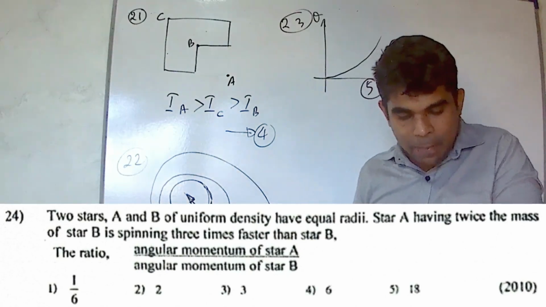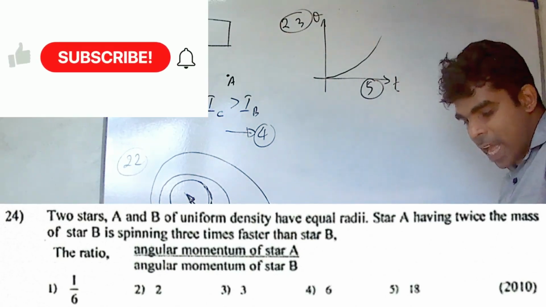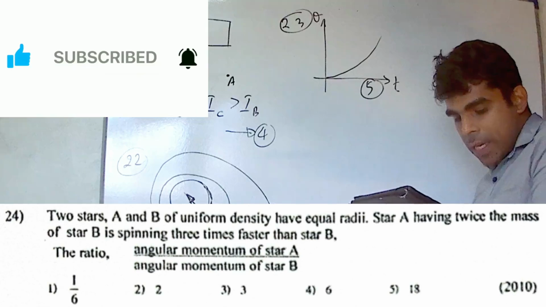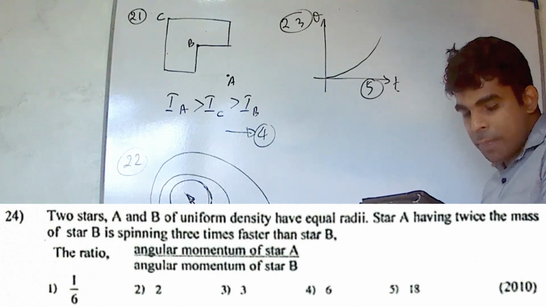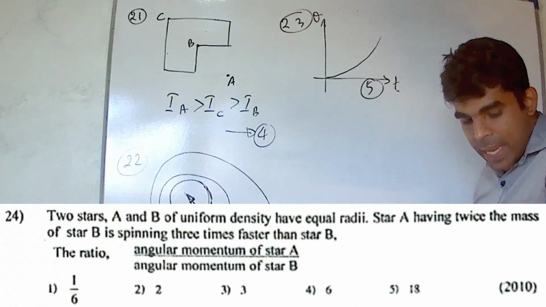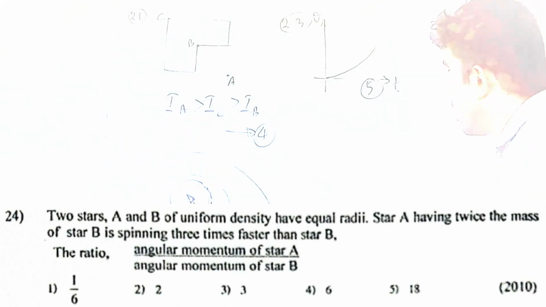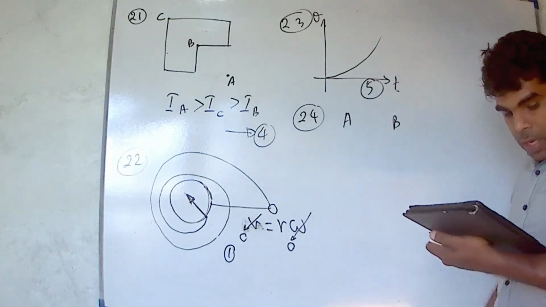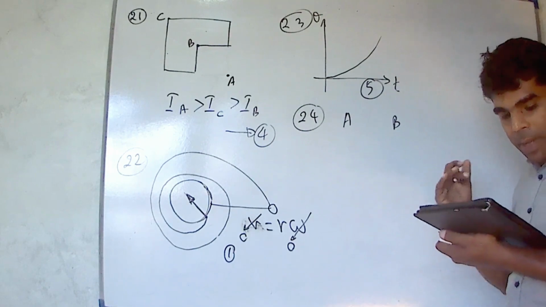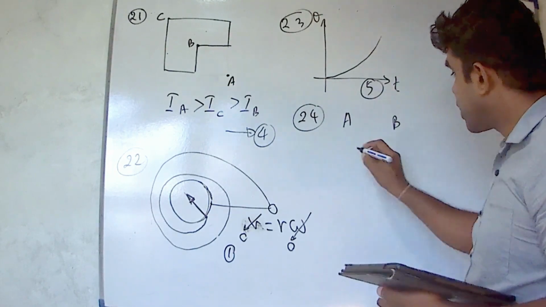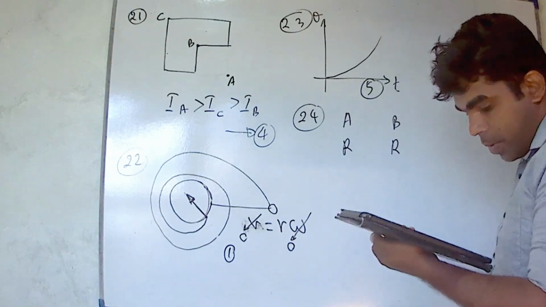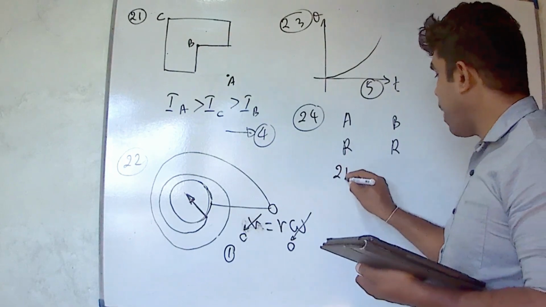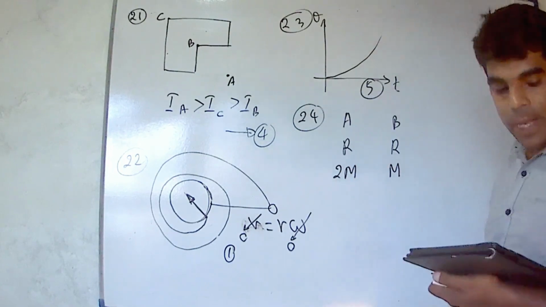24. Two stars A and B of uniform densities have equal radii. Star A has twice the mass of B and is spinning 3 times faster than B. What is the ratio of the angular momentum of star A to the angular momentum of star B? I will consider stars A and B. Two stars A and B of uniform density have equal radius. Star A has twice the mass of B. Then if the mass of B is m, the mass of A is 2m.